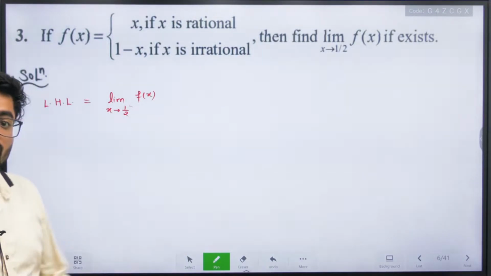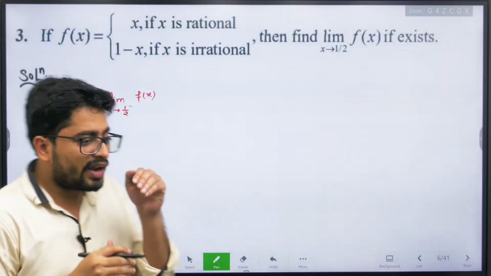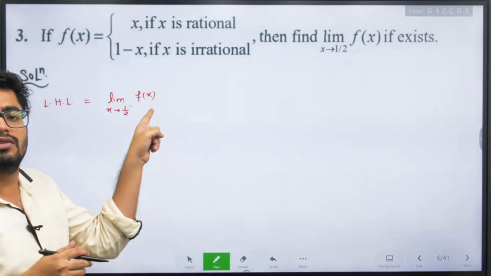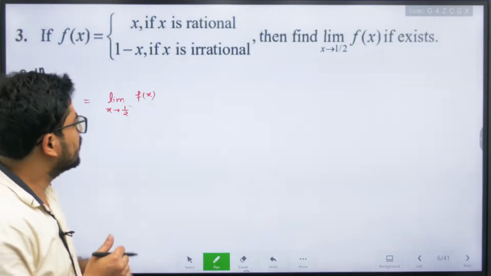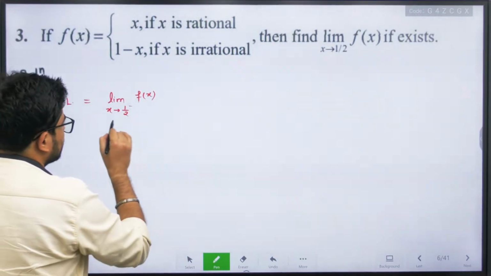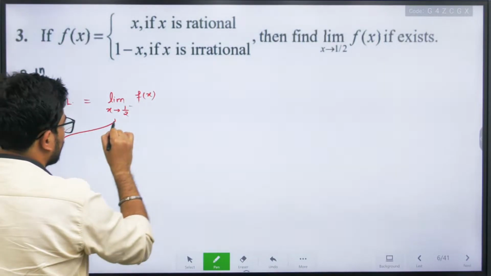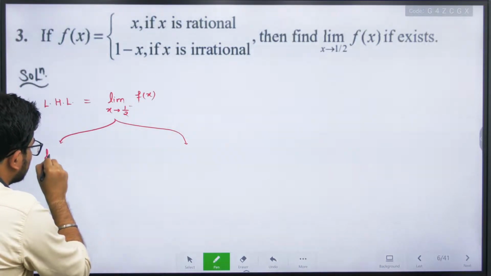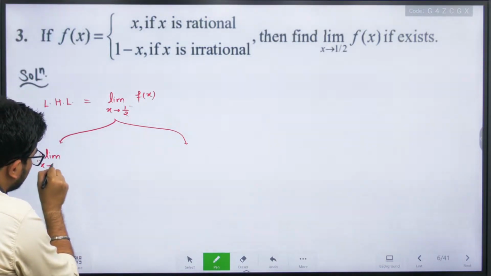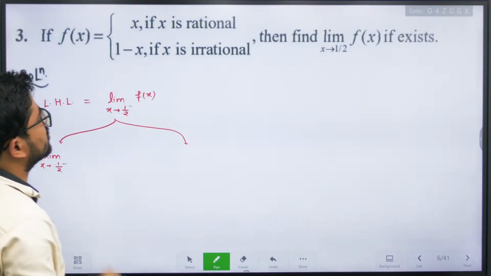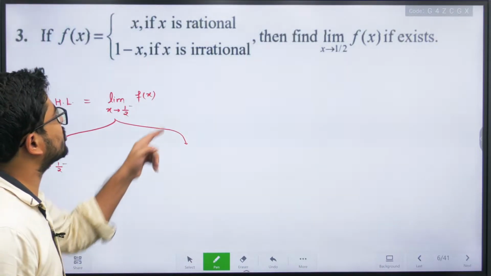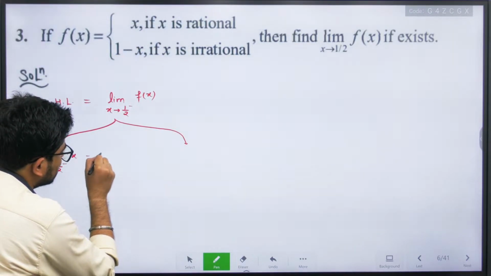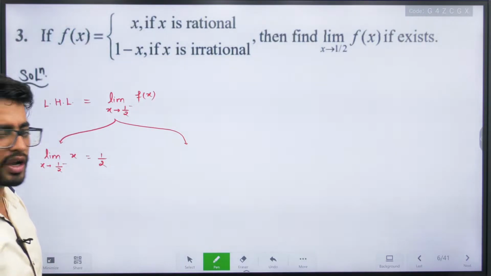Now we have two situations. Whenever x approaches half from the left hand side, this number may be rational or may be irrational. So you have two cases. First, limit x tends to half minus of f(x), whenever this number is rational, your function is x. So this limit is half.